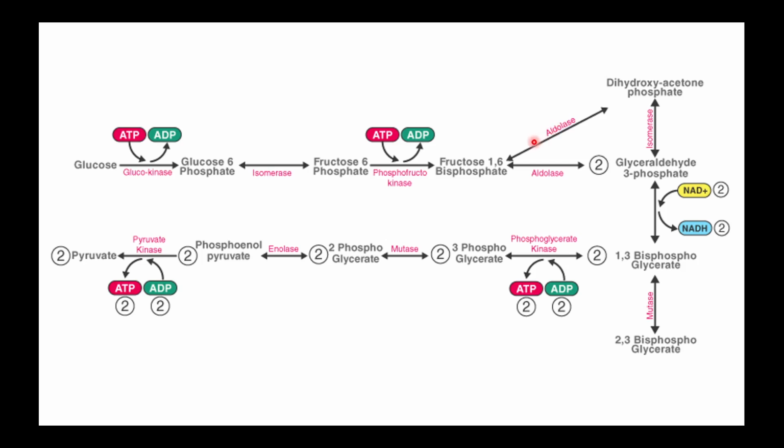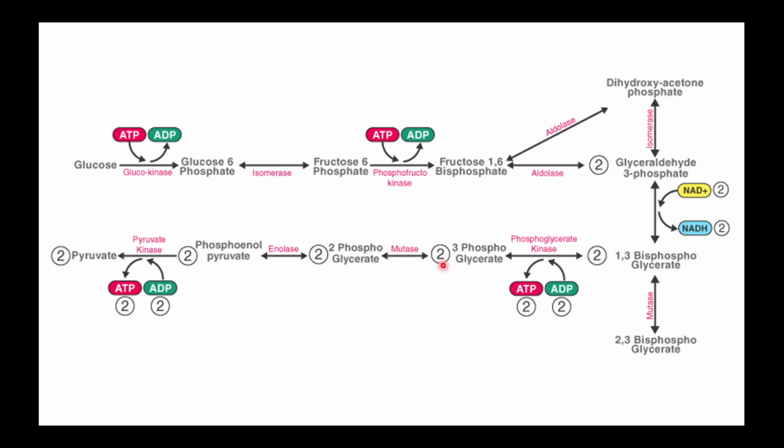Then aldolase uses fructose 1,6 biphosphate as the substrate and converts into two products, dihydroxyacetone phosphate and glyceraldehyde 3-phosphate, and then these get converted into 1,3 biphosphoglycerate by glyceraldehyde phosphate dehydrogenase. Then phosphoglycerate kinase uses 1,3-biphosphoglycerate as the substrate to form 3-phosphoglycerate.